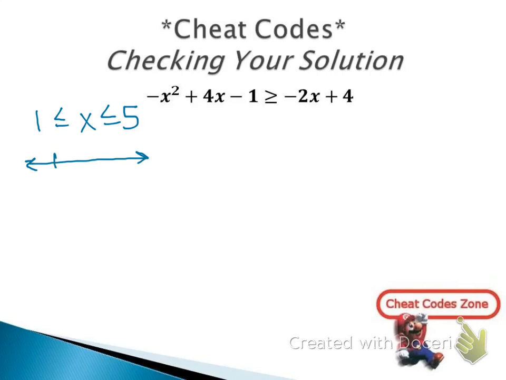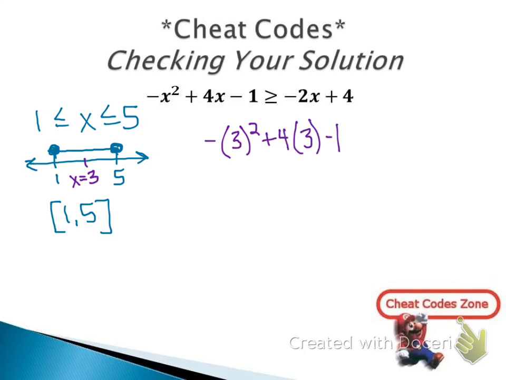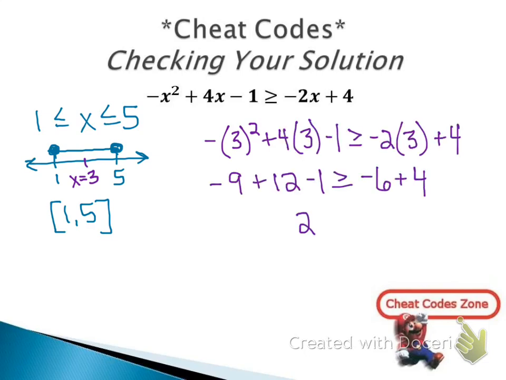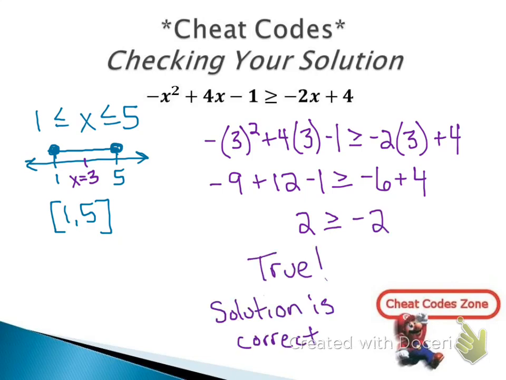Again, we can check our solution just like we did before. This one was looking at where the quadratic was greater, and that was our connected solution. So if we choose a number that's somewhere in that solution range of anywhere between 1 and 5, I'm going to go with 3. And I'm going to plug that in for x into both sides of the inequality and see if I get something that ends up being true. In this case I do. I got 2 is greater than or equal to negative 2, which is a true statement. So that means that my solution is correct.